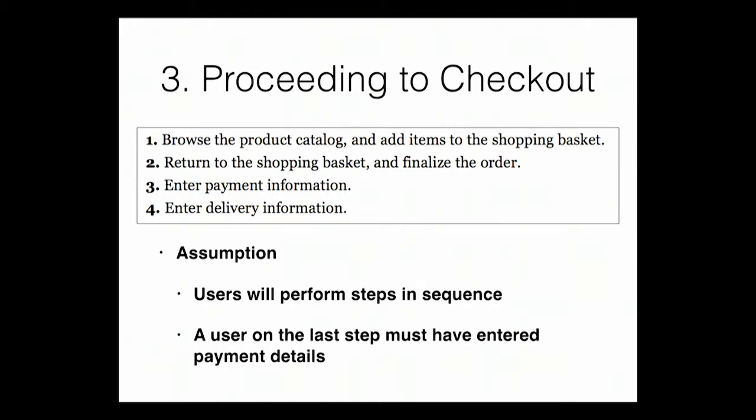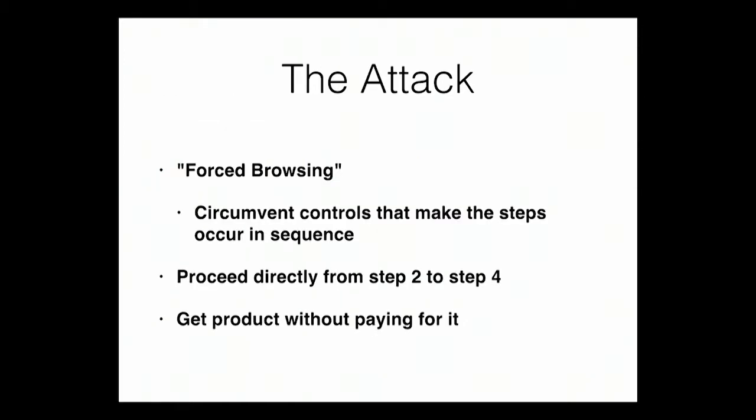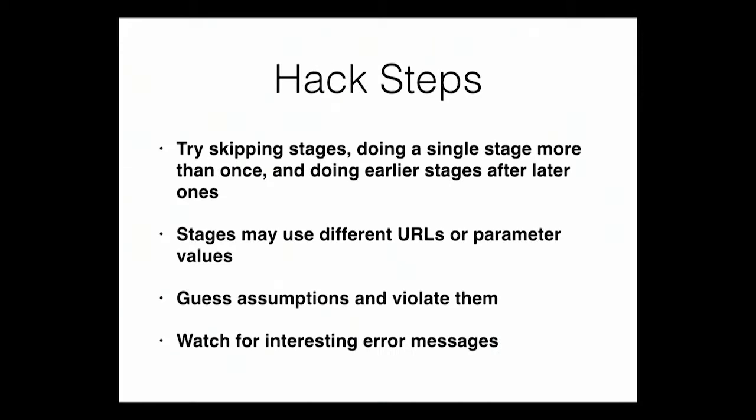The developer assumed that you would just go through them in order, but of course, if you're in Burp and you save all the requests, you can just replay this one, then replay that one, skip over, and so here's what you do. You proceed directly from step 2 to step 4, and you get the product without paying for it, because it assumes you must have already put in the payment information. So in general, just try skipping stages, try repeating a stage more than once, try doing later stages first, earlier stages last, and try to find the assumptions they're making and violate them.